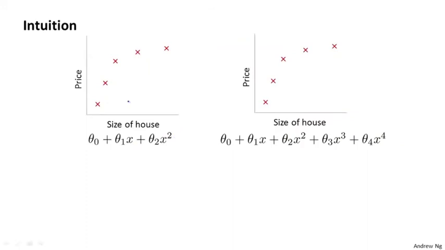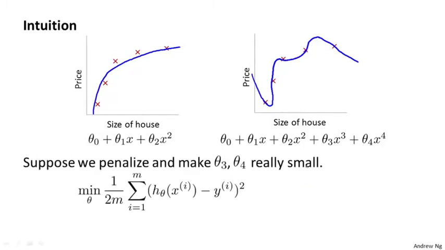In the previous video, we saw that if we were to fit a quadratic function to this data, it gives us a pretty good fit to the data. Whereas if we were to fit an overly high order degree polynomial, we end up with a curve that may fit the training set very well, but overfits the data and does not generalize well. Consider the following. Suppose we were to penalize and make the parameters theta 3 and theta 4 really small.